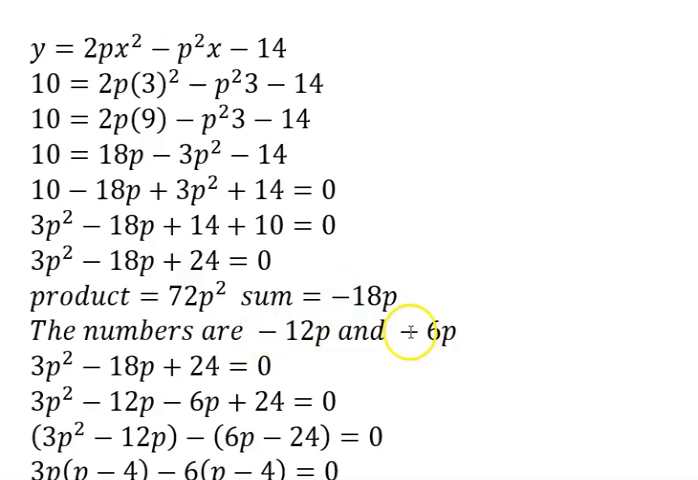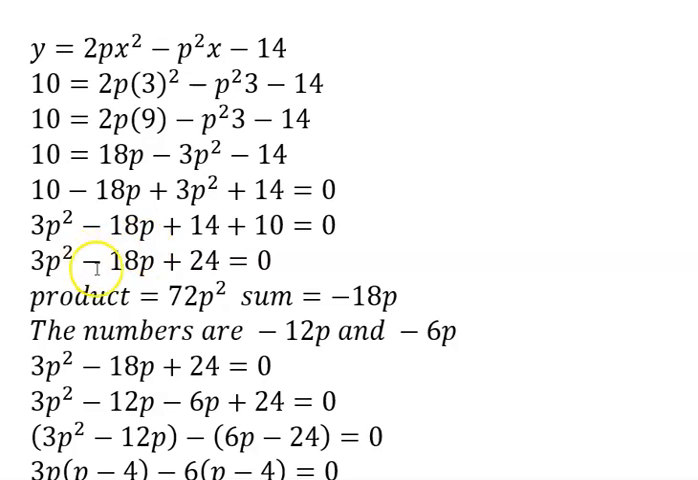Let's start. Minus times minus will give us plus. You know we have plus here already. So 12 times 6 will give us 72. Awesome. Then p times p will give us p squared. So minus 12p times minus 6p will give us 72p squared. This pair has worked out for our product. So let's test run the same numbers for our sum. Minus 12p minus 6p will give us minus 18p. Beautiful. So these are our two numbers.